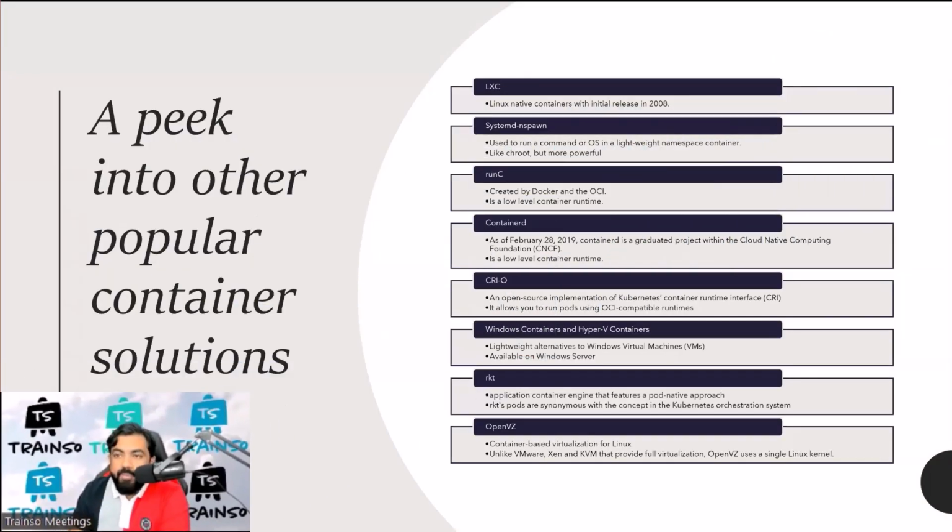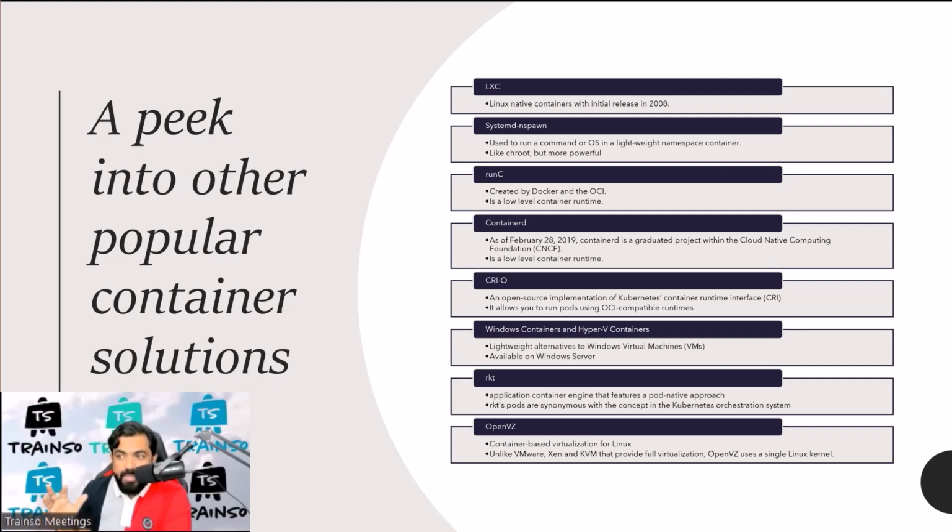So we learned a few other terms also, right? A quick peek into each of those. LXC, Linux native containers with initial release in 2008. Systemd-nspawn, used to run a command or OS in a lightweight namespace container like chroot, but it is more powerful. runc, created by Docker and the OCI, is a low-level container runtime. Containerd, as of February 28, 2019, is a graduated project with the Cloud Native Computing Foundation.